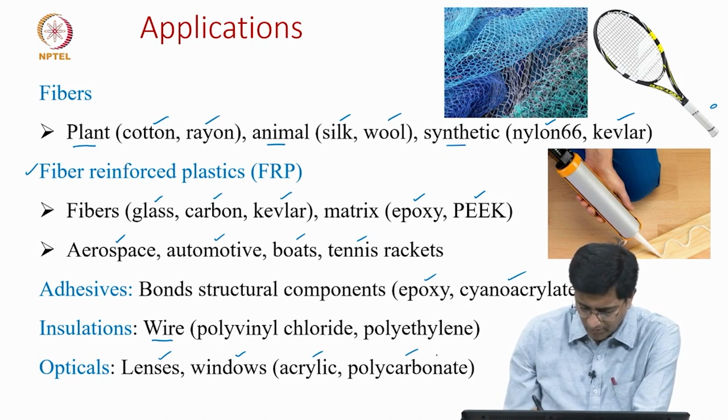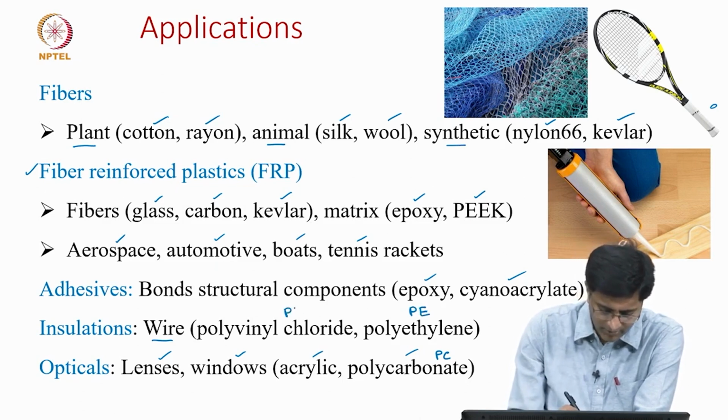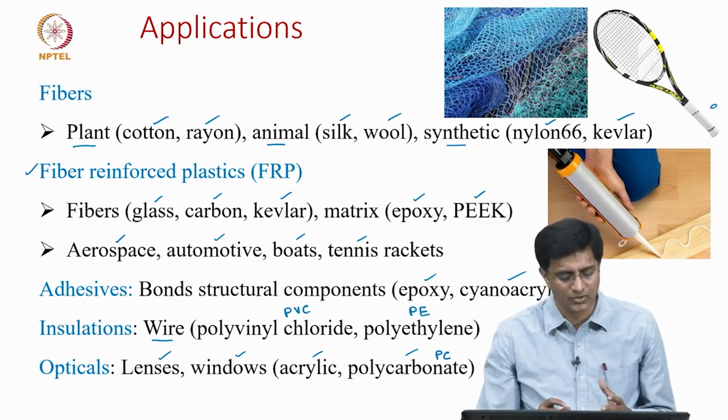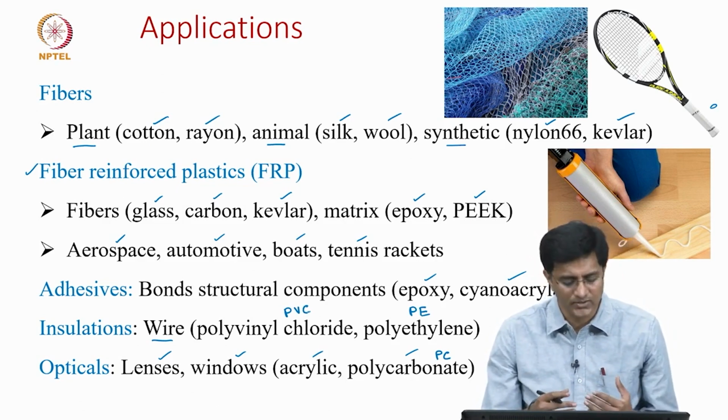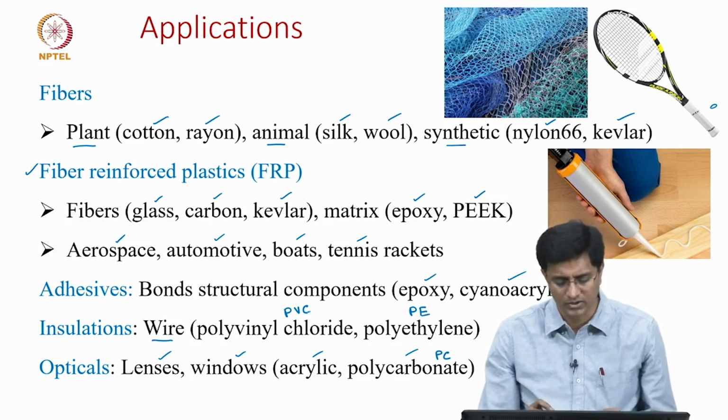So, usually this polycarbonate, in short we write it as PC, polyethylene in short we write it as PE, and polyvinyl chloride we write it as PVC. So, you might be recognizing these by these names. So, for example, when we say PVC pipes, we mean polyvinyl chloride, and polyethylene is used in water bottles or plastic bottles, as we call it.